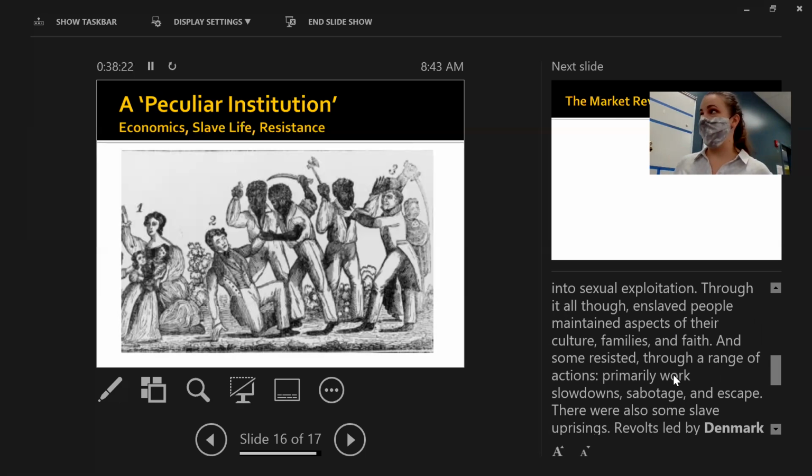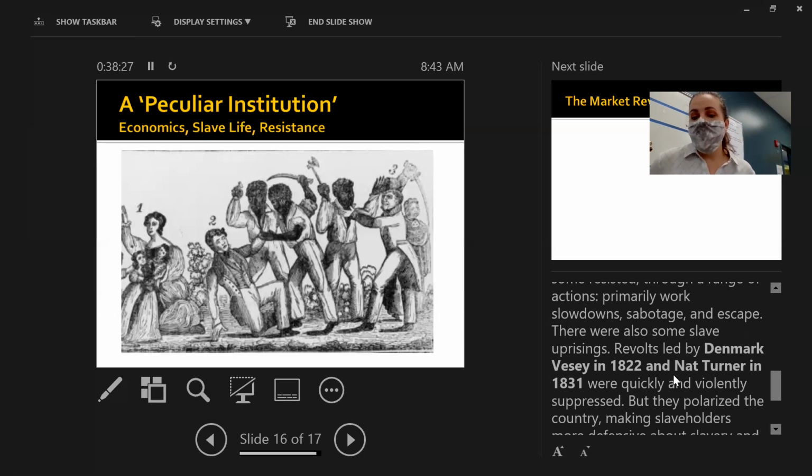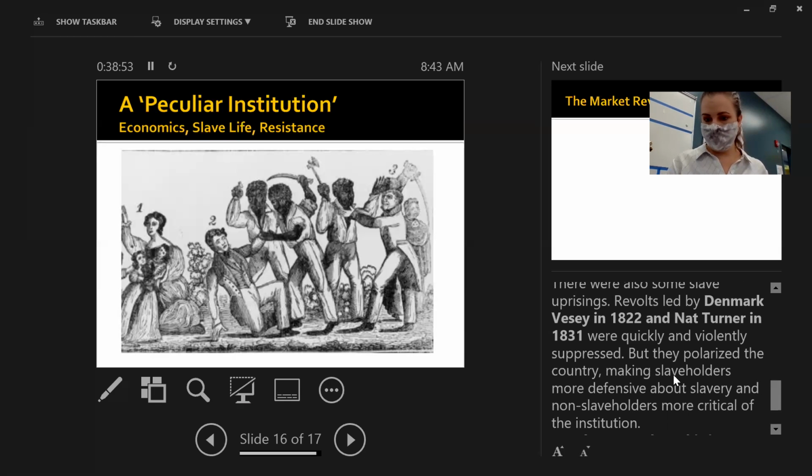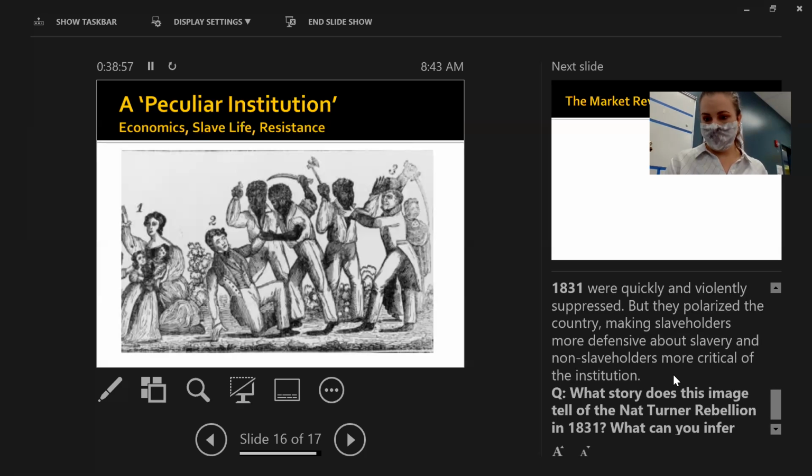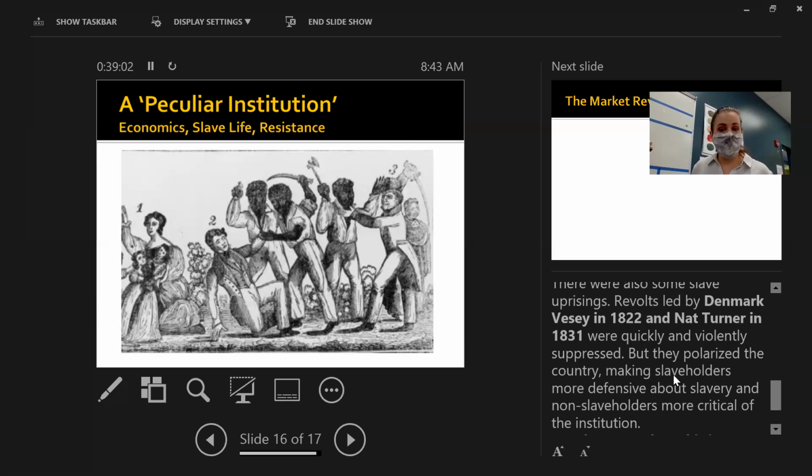And there was also a lot of resistance. Some types of daily resistance would be breaking machines, not working as efficiently, and self-emancipation, which is escaping slavery. There were also some revolts, like Nat Turner in 1831. And revolts like Nat Turner polarized the country and forced slaveholders to be more defensive and non-slaveholders to be more critical.